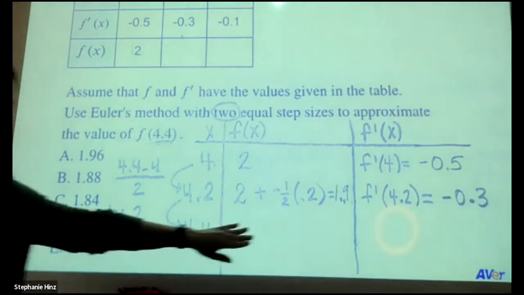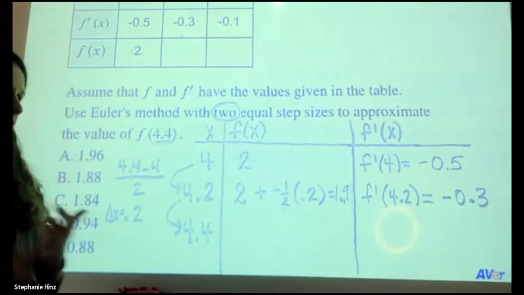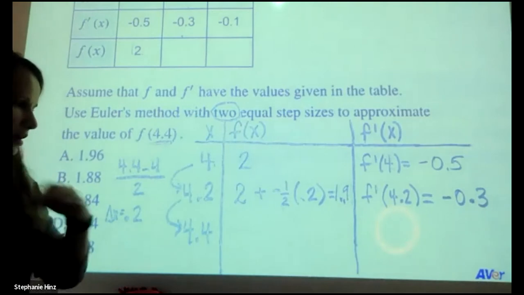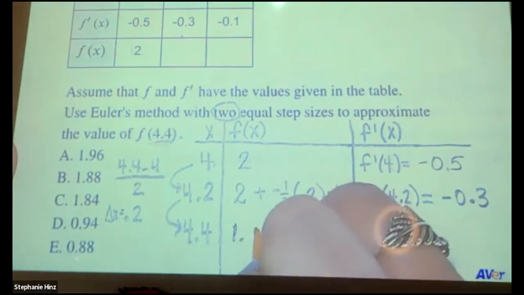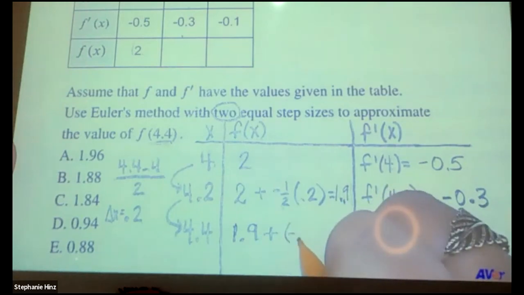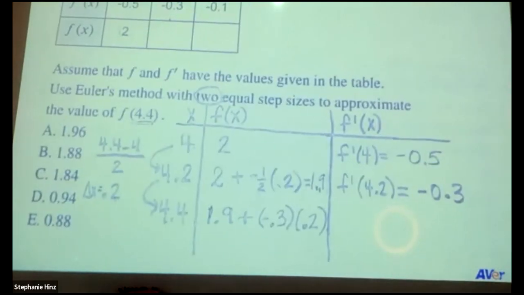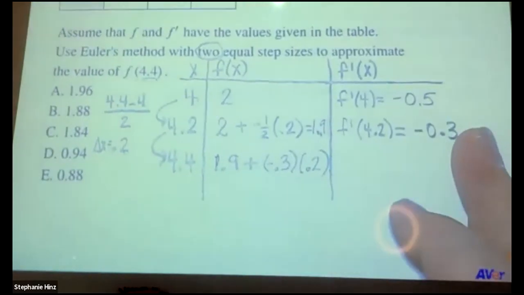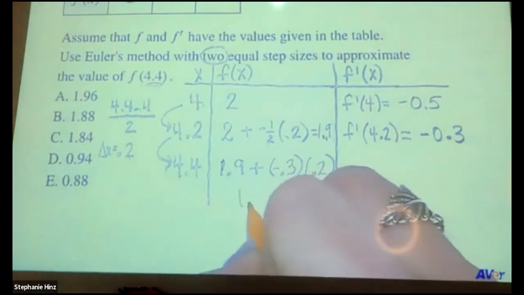All right, ready for a new tangent line. Remember, it's previous y plus delta x times the previous slope. So previous y is 1.9 plus my previous slope, which is negative 0.3, and my step size, which is 0.2. So this looks almost impossible, but I promise it's not. This is 1.9 minus 0.06.